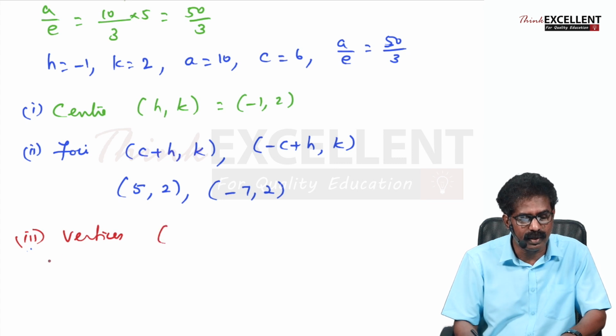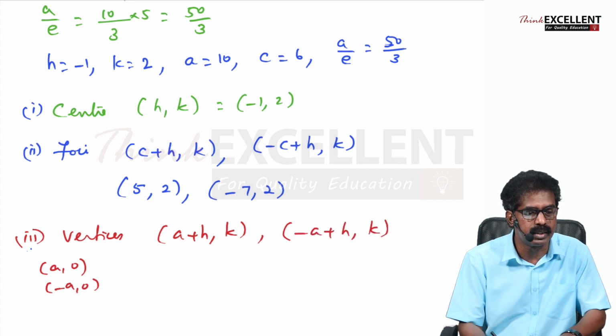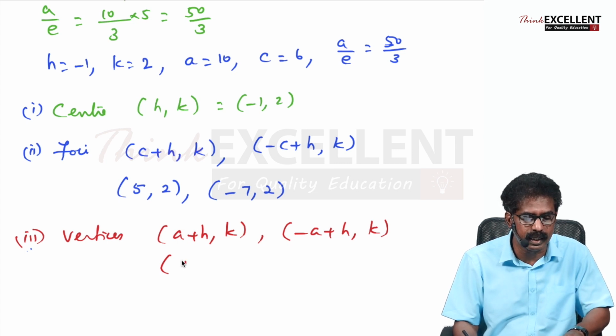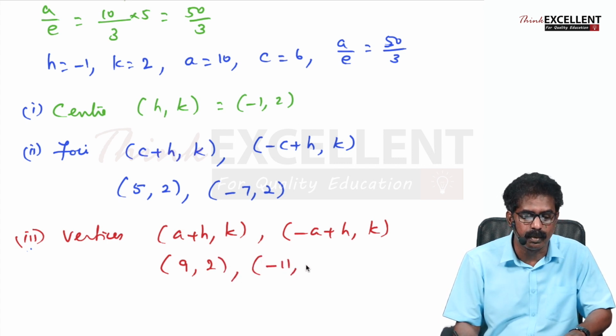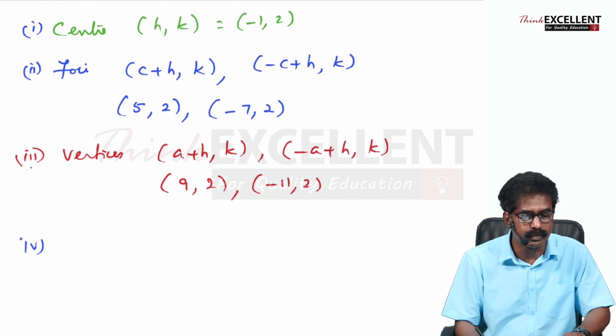Vertices, what's the formula? Actual formula, first type, so (A, 0) and (minus A, 0). But here you have to add H, K. So (A plus H, 0 plus K) and (minus A plus H, 0 plus K). So this is the formula you have to use. Now all the values you know, so just substitute. See what you get if you substitute. A plus H: what is A value? 10. H value minus 1. So you are getting 9, and the next value K value 2. Minus A, so minus 10 minus 1, so minus 11, comma 2. So these are the vertices.